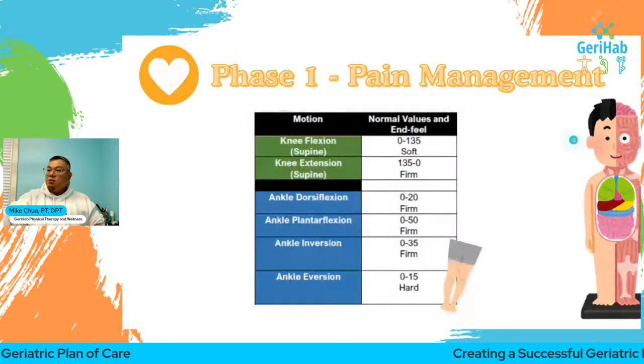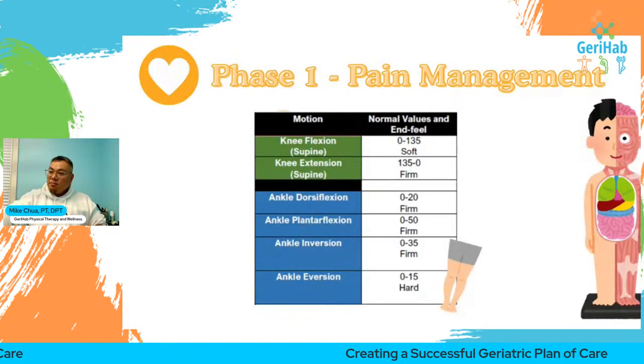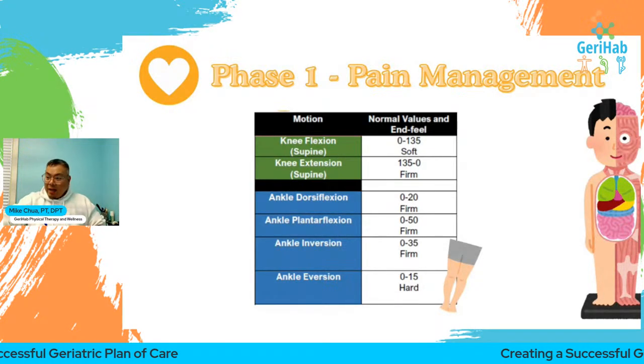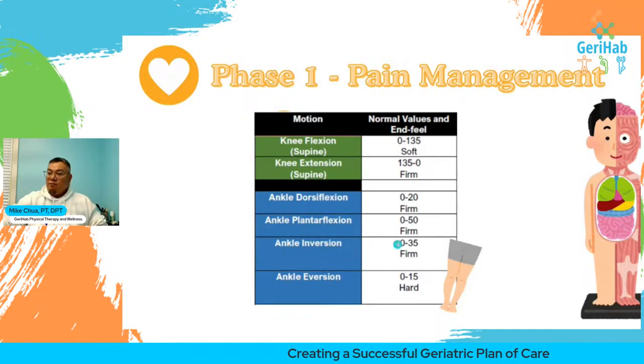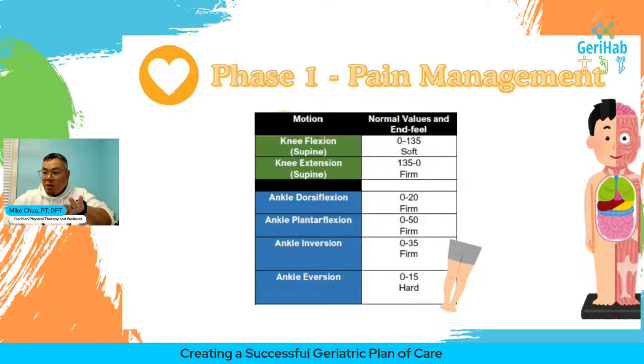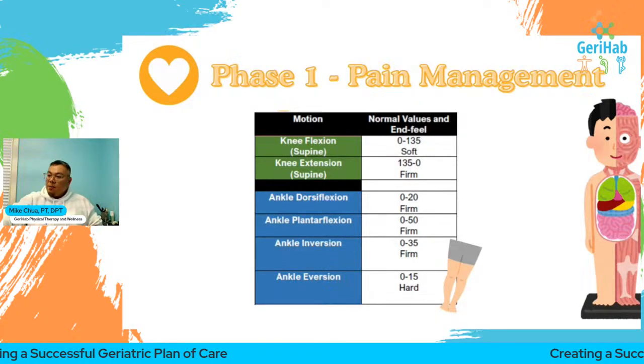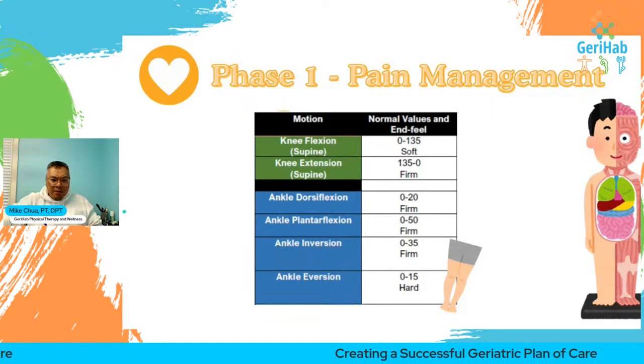Knee flexion in supine needs to be soft, but like we already talked about, if it's empty, if they're hurting, there's something going on. It could be tight. Dorsiflexion, most are firm except for eversion. Eversion is hard because the lateral malleolus is hitting the talus there. But most of them are firm. So why am I telling you this? That end feel.